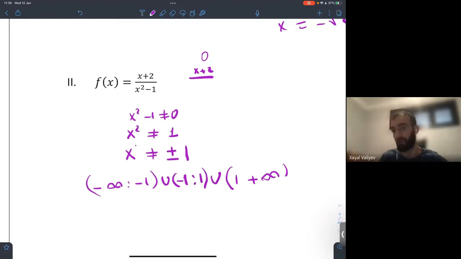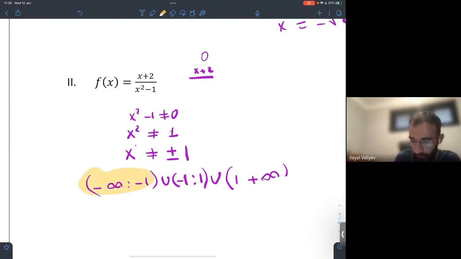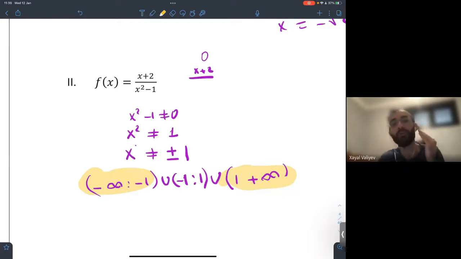So 0 works for this, right? If I choose only negative infinity to negative 1 and 1 to positive infinity, that means I'm not including 0 in the domain. Agree with me? 0 isn't in this domain, but 0 does work for this function. If you put 0 instead of x, this function is going to produce negative 2 whenever x is 0. That's the answer, and we found it. That means 0 is also included in the domain.